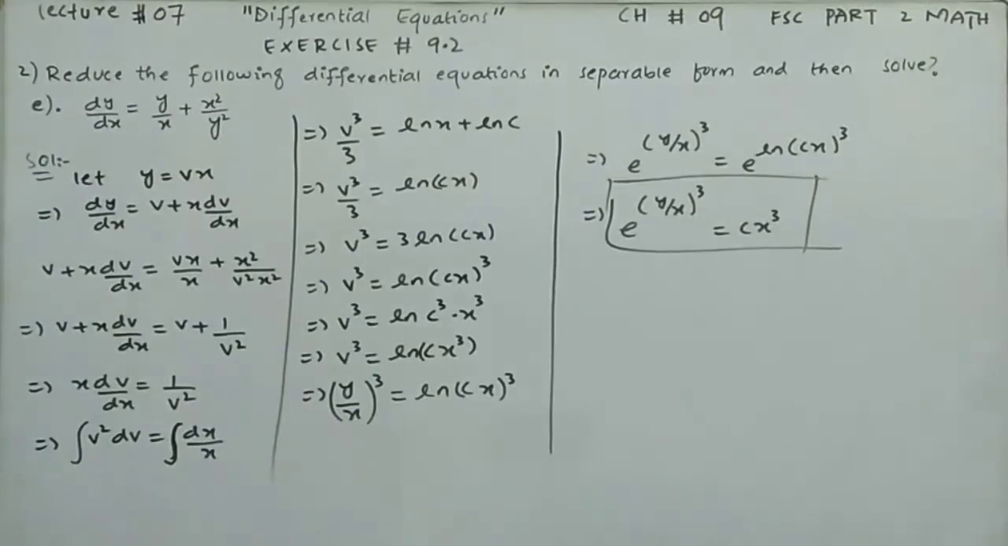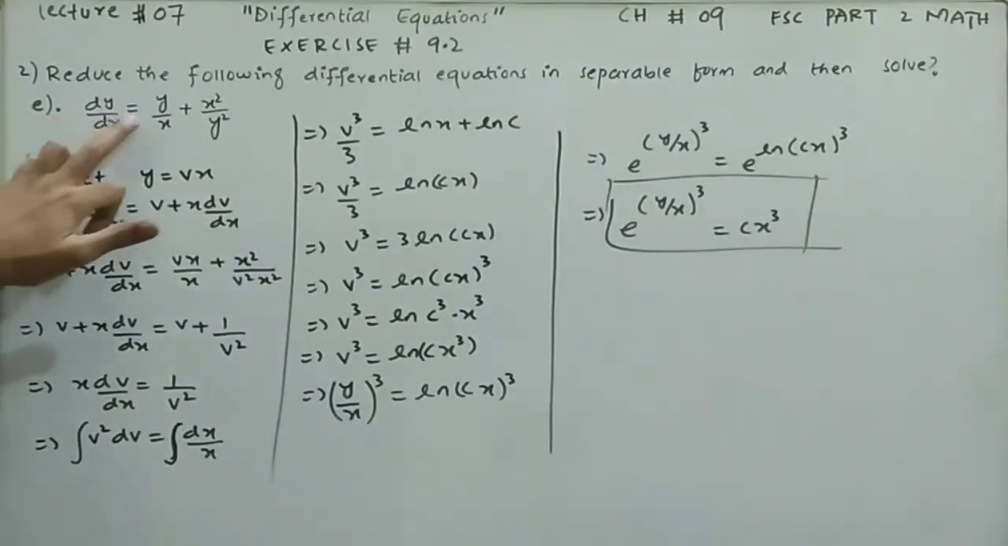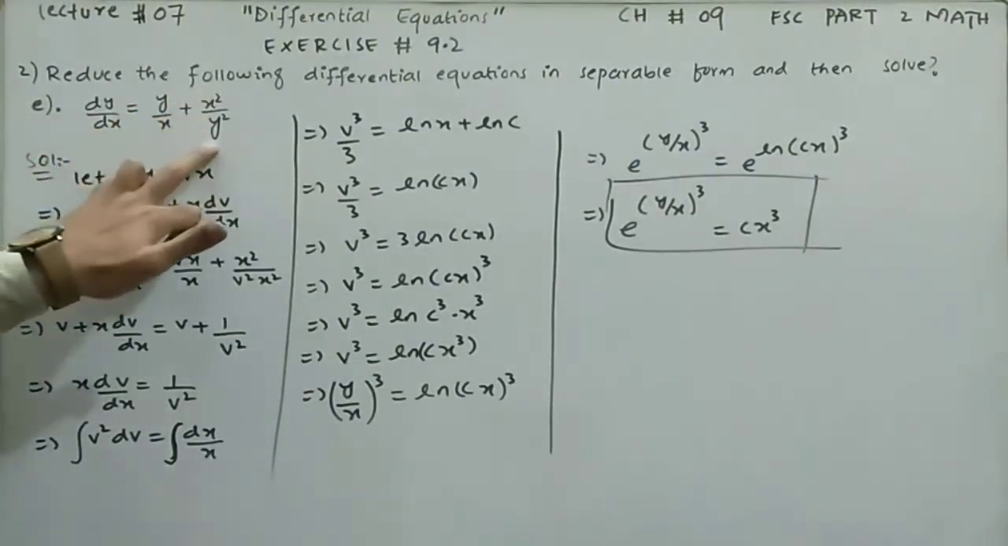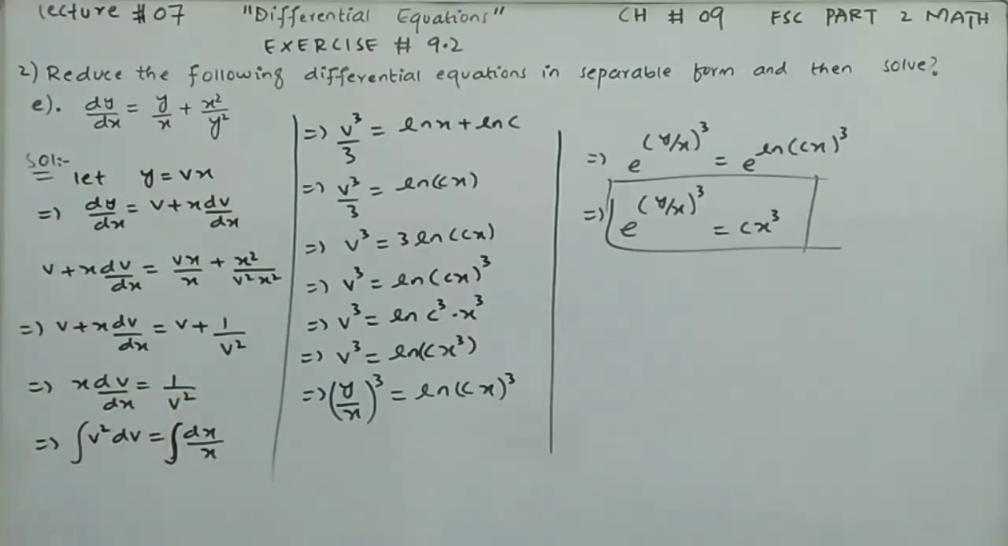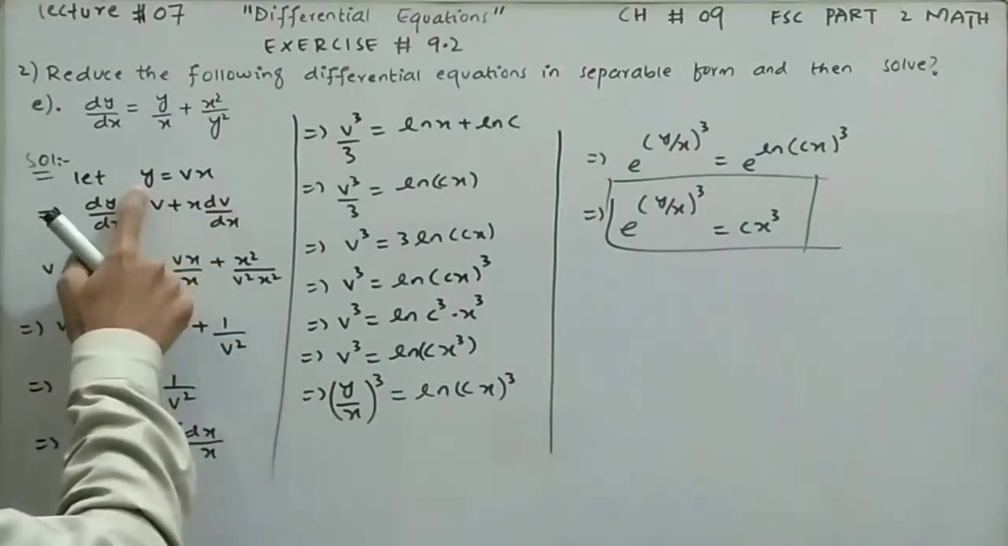Now let's understand the next part, part number e. dy over dx is equal to y by x plus x square by y square. I cannot integrate, I cannot find the general solution for this differential equation directly. So I will use the substitution method. Let's suppose y is equal to vx. Take the derivative of y with respect to x.